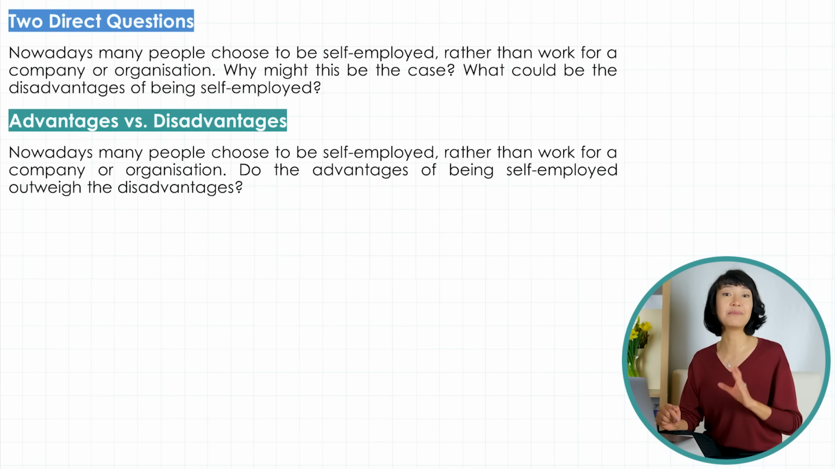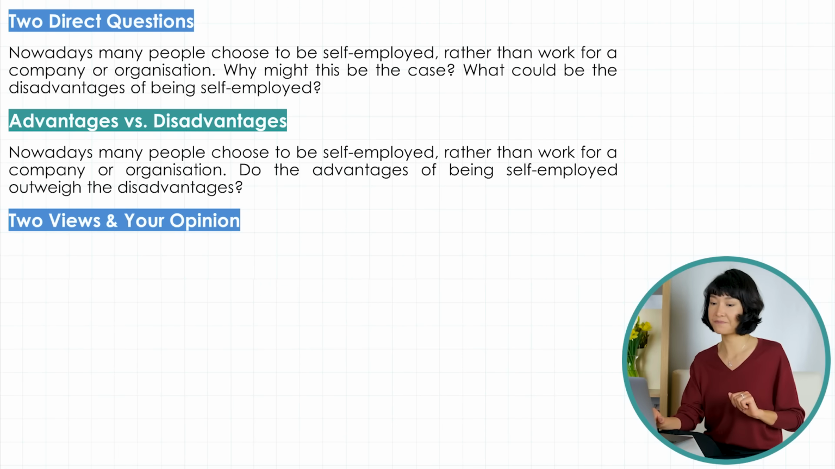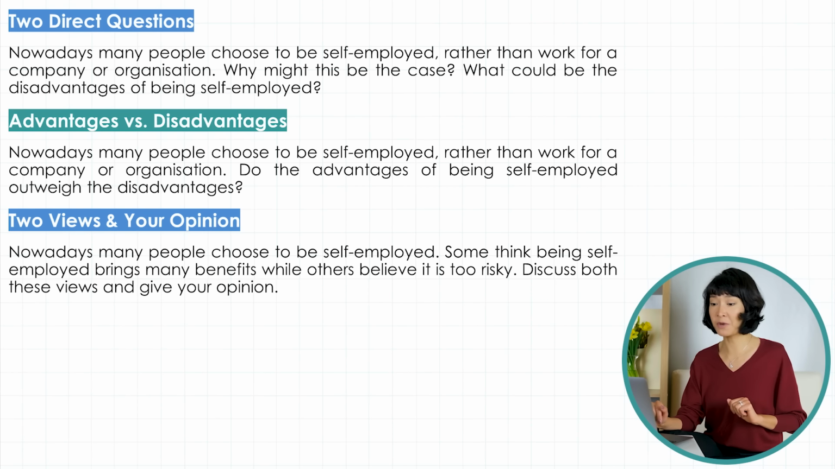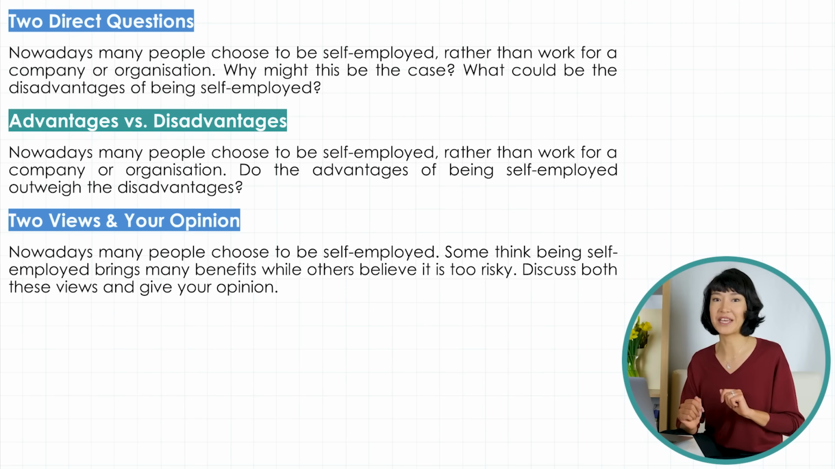This task looks similar to our sample essay, but here the idea is to just compare arguments in favor or against a statement. 2 views and your opinion. Nowadays, many people choose to be self-employed. Some think being self-employed brings many benefits, while others believe it is too risky. Discuss both these views and give your own opinion. A very common Type 2 task. It looks a little more complicated because you have to address 2 points of view and give your own opinion.